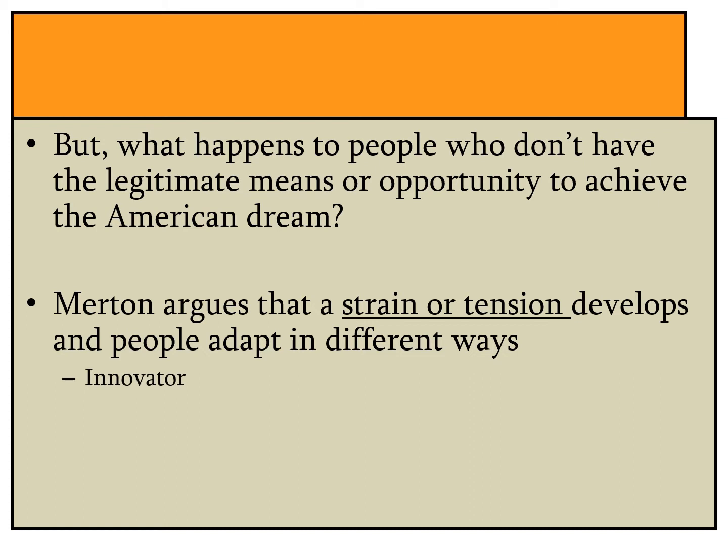They either become an innovator, a retreatist, a rebel, or what he defines as a ritualist. And again, the textbook talks about each of these different ways of adaptation. And again, please make sure you understand each of these different ways, because you're going to see this on the exam. Now let's just talk about one of them, and that is the first one, an innovator.